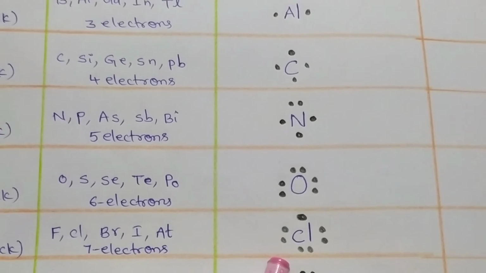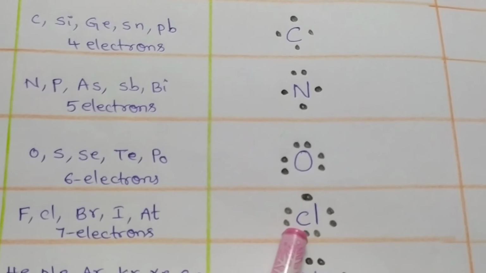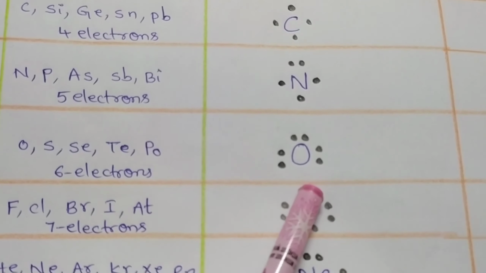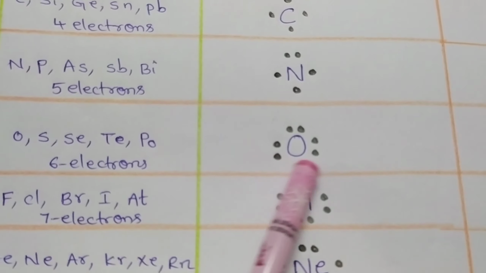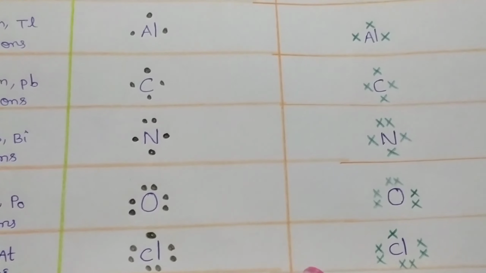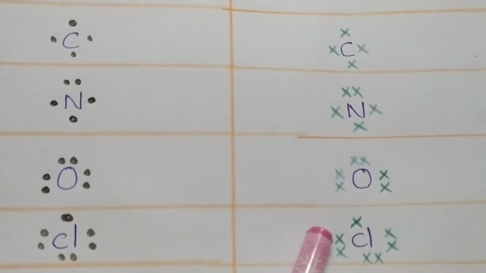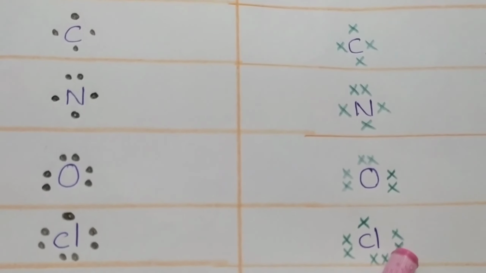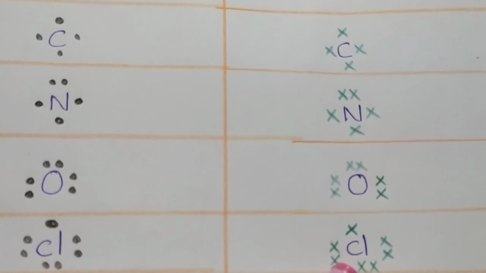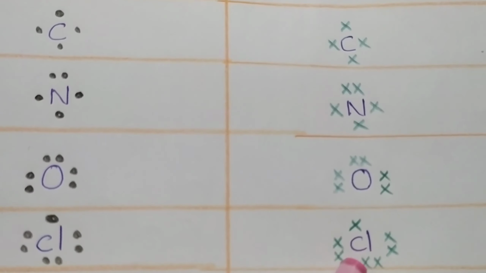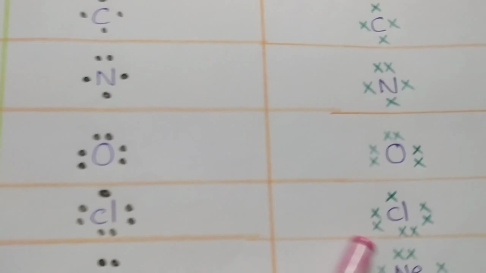We can draw the Lewis dot structure for the chlorine atom. We can put 7 dot symbols around the chlorine atom. According to the Lewis cross structure, we can put 7 cross symbols around the chlorine atom. This represents that chlorine contains 7 valence electrons.